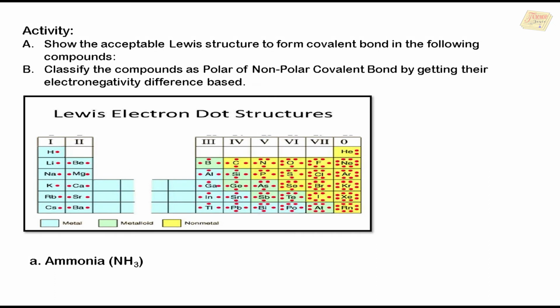This time, let's have an activity. Show the acceptable Lewis structure to form covalent bond in the following compounds. Classify the compounds as polar or non-polar covalent bond by getting their electronegativity difference.